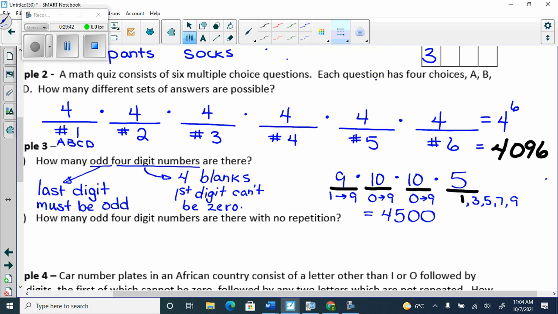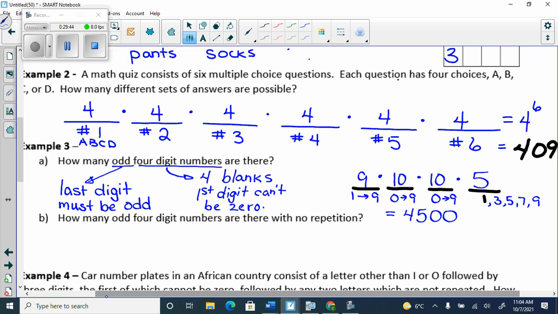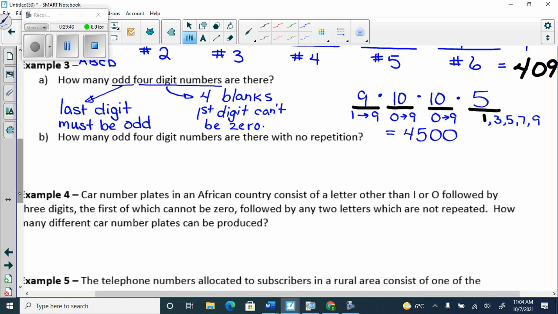Now this is the next one. This one here is the one that gets people paying attention. This one says how many odd 4-digit numbers. So that's still the same as the previous one, correct? Odd meaning the last digit has to be odd. 4-digit numbers means the first blank can't be 0. But this is the catch: no repetition.